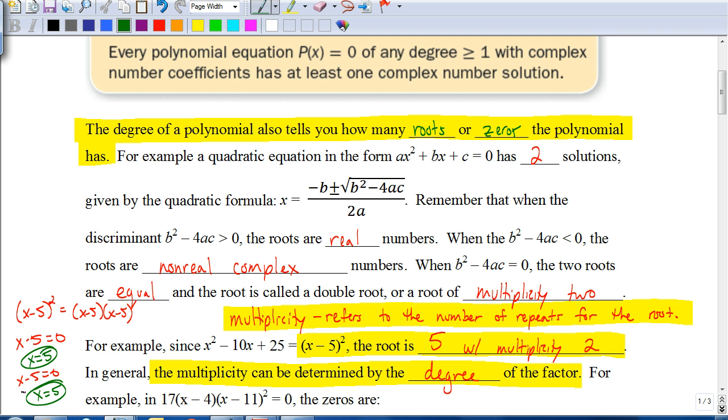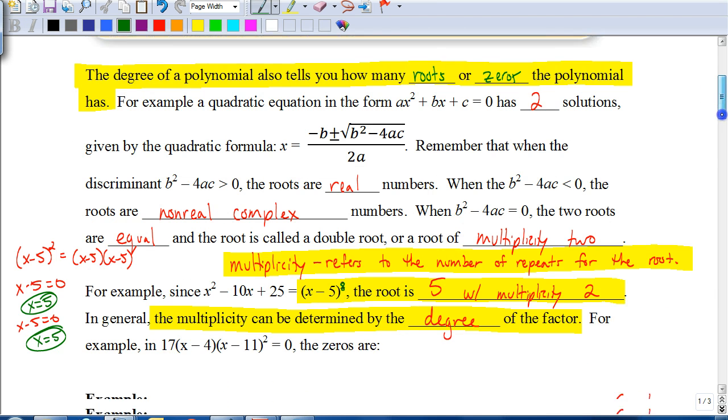But I don't want to write down 5 twice. So instead, a better way to write it is that we would have a root of 5 with a multiplicity of 2. Now, the multiplicity can be determined by the degree of the factors. For example, if I look at that (x minus 5) in parentheses squared, since it's squared, it's going to have two roots of 5. Two of the same roots being 5. If that had been to the 8th power, that would mean that I would have a root of 5 with a multiplicity of 8, because there'd be 8 of them. So the degree of the factor determines what the multiplicity is going to be.